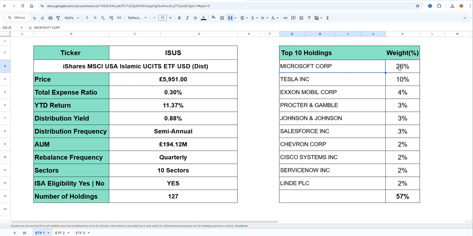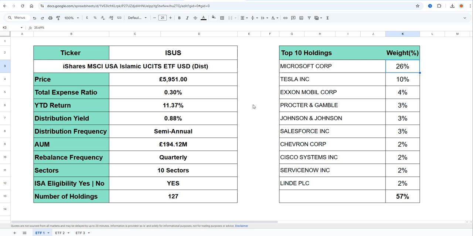Anyway, so you got 26% for Microsoft, Tesla, you've got ExxonMobil, Procter & Gamble, J&J, Salesforce, Chevron, Cisco, ServiceNow. ServiceNow, I think, is one of the newish ones that they've added to the top 10, and Linde as well is on there. So the rest of them, I'm okay with this. This is what I expect from ETFs, about 4 or 5%, maximum 10%, but not 26%.